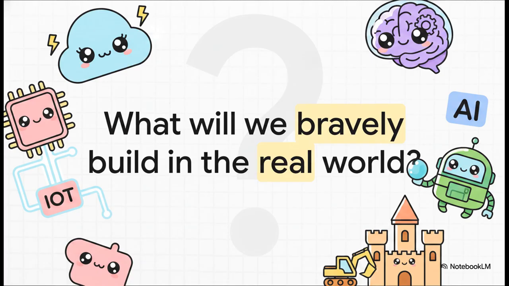Which leaves us with this final thought to ponder today. As digital twins continue to evolve, blending IoT, AI, and live real-time data, if physical risk is completely removed from the equation and we can safely test absolutely anything in the digital world, what incredible things will we be brave enough to build next in the real one?